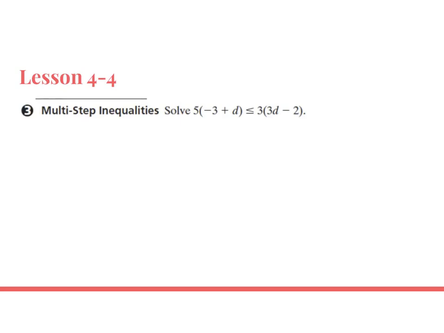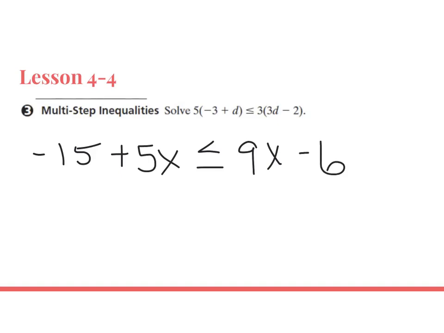So here we have one more multi-step inequality, and in this case we have the distributive property on both sides. So first off, we are going to use that distributive property on both sides to start to clean up our sides. So we're left with -15 plus 5x. And again, I'm changing mine to x's just because I don't like lowercase d's there. And that is going to be less than or equal to 9x minus 6.